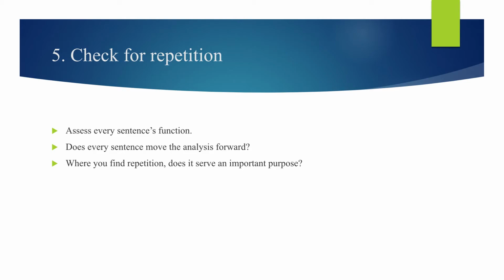Everything in a discussion section ought to be progressing the reader towards your point. Where you find repetition, does it serve an important purpose? So for example, in a CREAC, there's a conclusion at the outset and a conclusion at the end. That's repetition, but it's repetition that serves an important point. The first is to give the reader context and the second is to tie the conclusion together for the reader. So that repetition serves an important purpose. Other repetition just says things twice, adds bloat, and muddles the analysis.